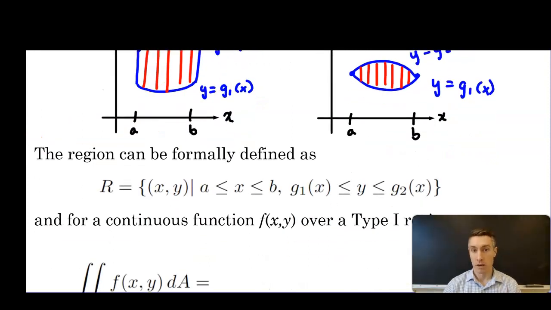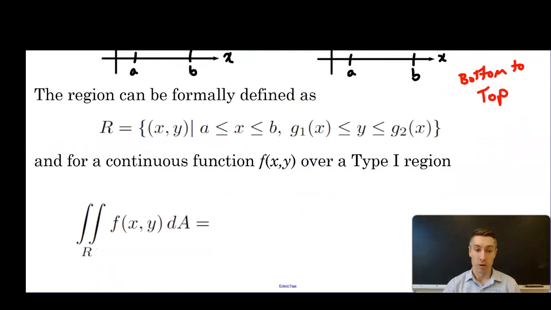Okay, and we can even make a note of that, right? Here we're really working bottom to top. And that'll be important for setting the bounds of integration as well. So formally, the region can be defined as region R, which is all points xy, such that x is in between a and b inclusive, and y is bound between g sub 1 of x and g sub 2 of x inclusive.